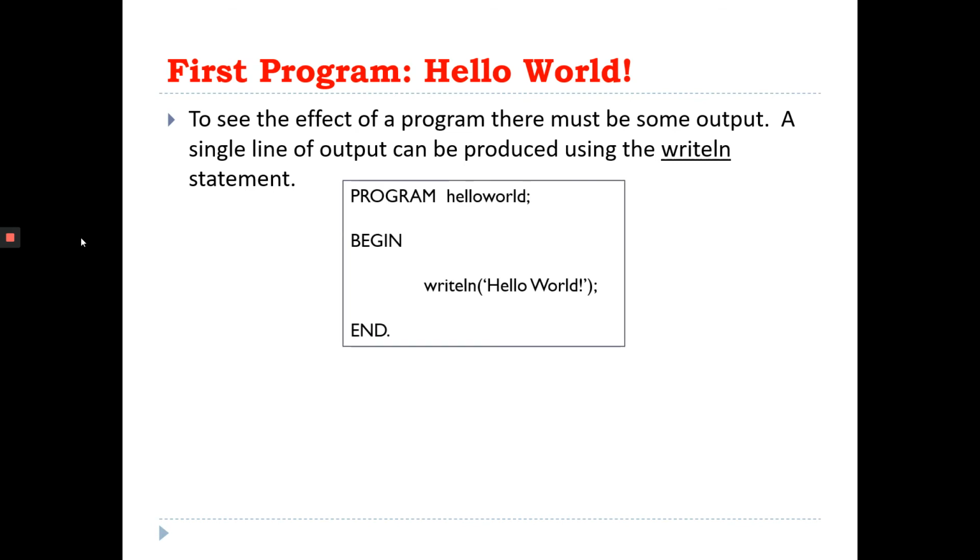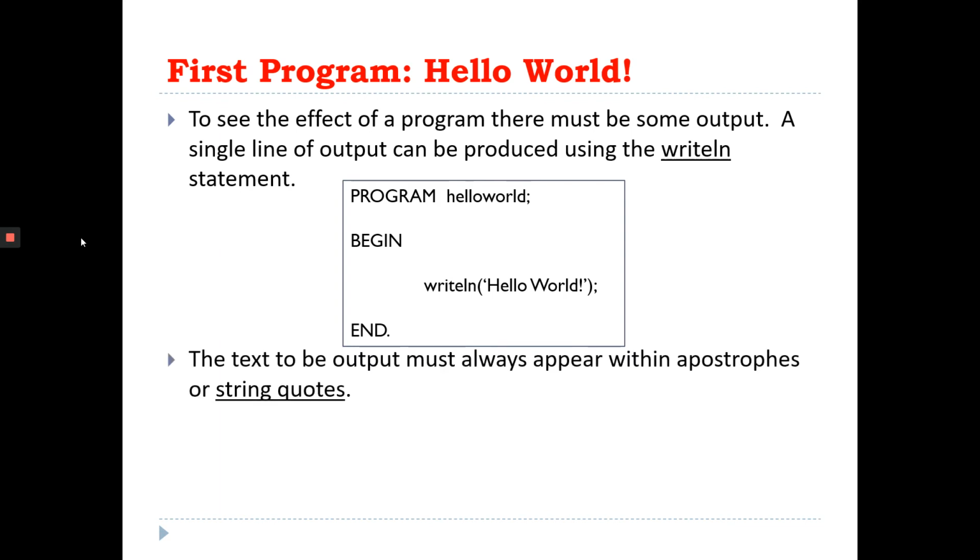So using the template before, we've now filled it in. We've called this program hello world, and we simply have one line of code, one statement, writeln, in speech marks, hello world. The brackets, obviously, because it's a function, just like sum in Excel, we will have brackets to contain the input to the function.